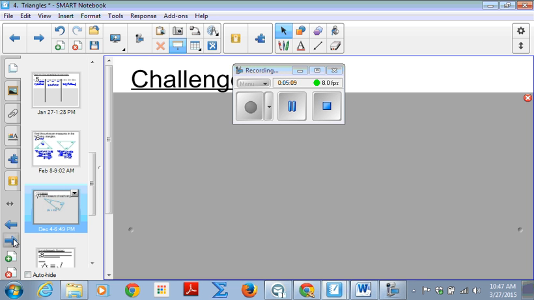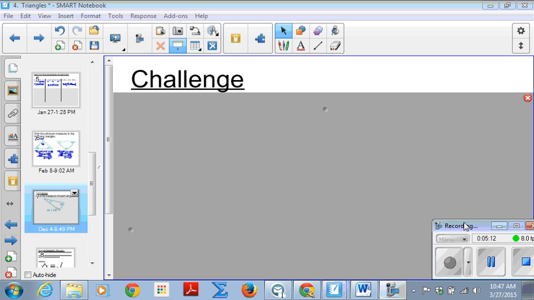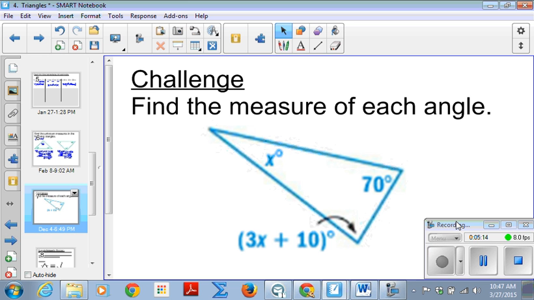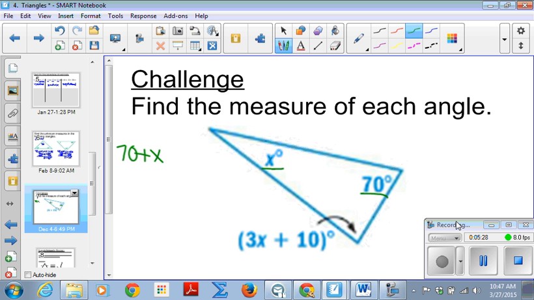Okay, throw a little bit of algebra in here for you. Again, based on our knowledge that all triangles have a total measure of 180 degrees. So we take our three sides and we add them up. So 70 plus x, right? 70 and x, and add the 3x plus 10. Total of 180. Combine like terms on the left side. So 70 and 10 gives us 80. X and 3x is 4x.